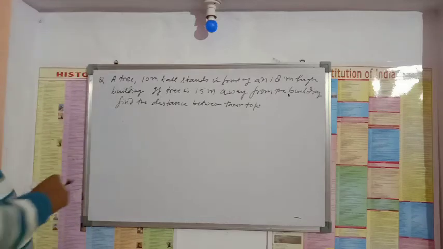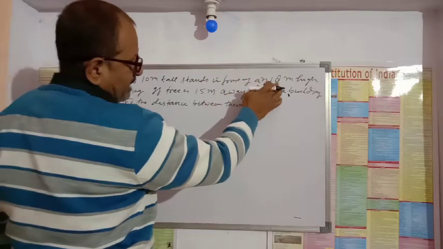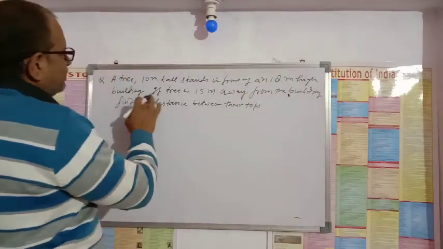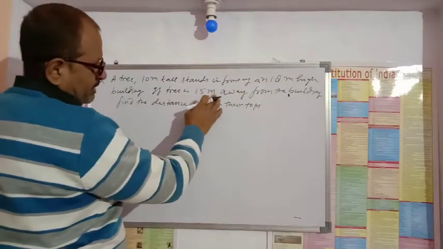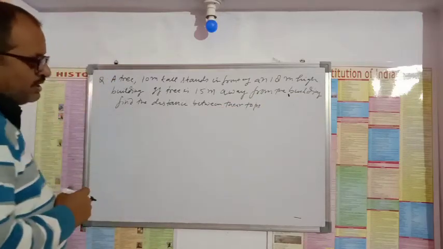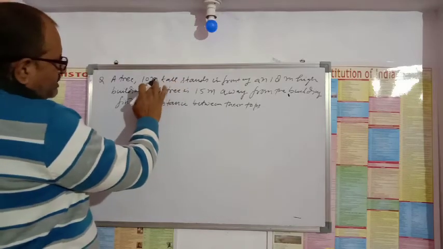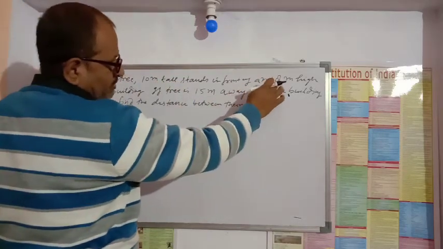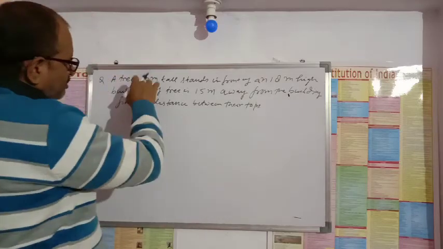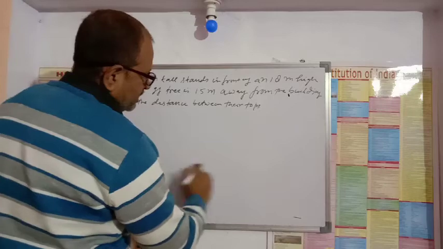So this is the question. A tree 10 meter tall stands in front of an 18-meter high building. If the tree is 15 meter away from the building, find the distance between their tops. The height of the tree is 10 meter. The height of the building is 18 meter. So firstly we will make the figure.